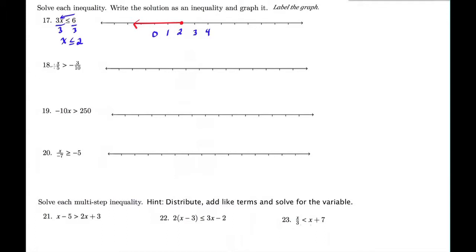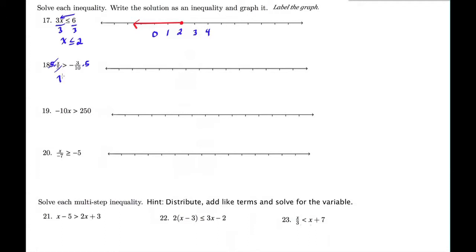Number 18. So 5 is dividing x, and I want to get x by itself. So how do I undo divide 5? Well, I multiply by 5 to both sides. So 5 times x divided by 5, the 5's are going to cancel here because I just undid that operation.